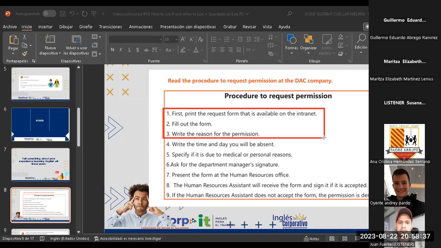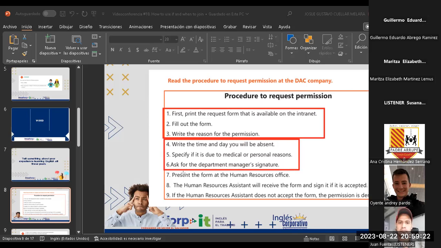Maybe we can have Daniel, 4, 5, and 6. Number 4, write a time and that you will be absent. Number 5, specify if it is due to a medical or personal reason. And 6, ask for the department manager's signature. The signature is so important, because that gives you a valid document or not.